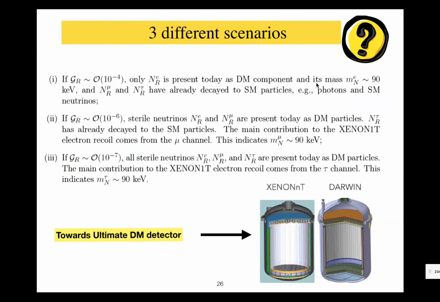So as we showed, there is a degeneracy between different generations of the sterile neutrino, and all of them can fit the xenon data. So how can we break this degeneracy? The point is, by upcoming experiments like XENONnT and DARWIN, we showed in our paper that we give some new predictions which can break this degeneracy.